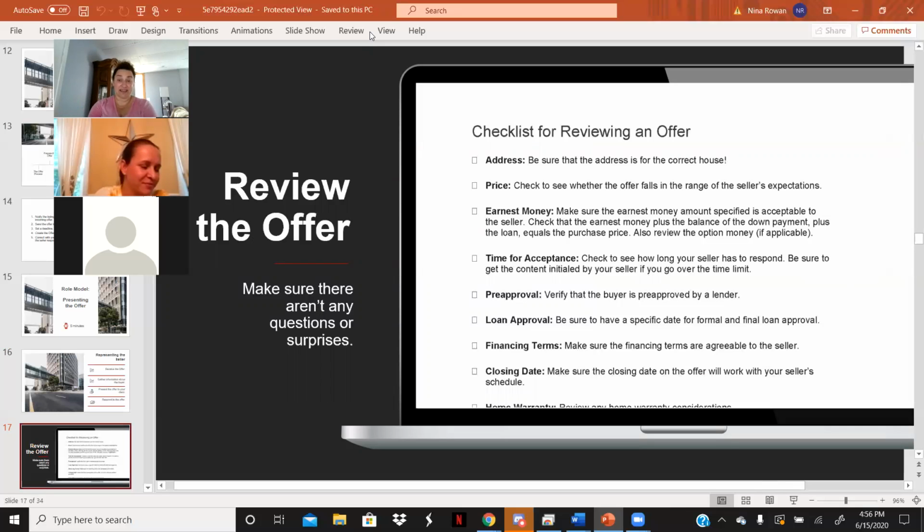And then everything that we talked about, reviewing the offer, making sure that the correct house is on the offer. That has happened. I don't know how you can give me an offer with the wrong house address, but okay.